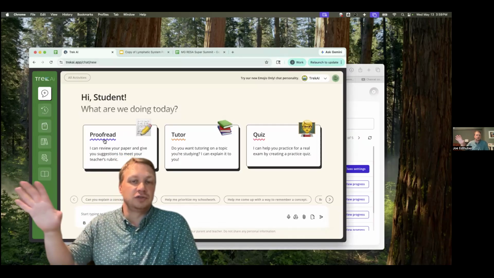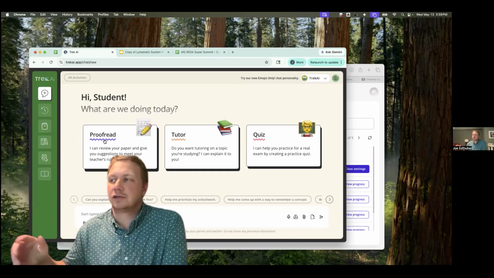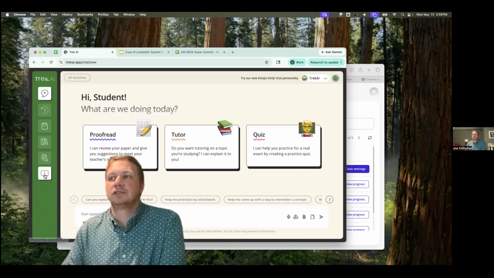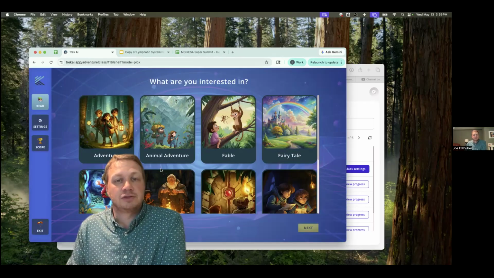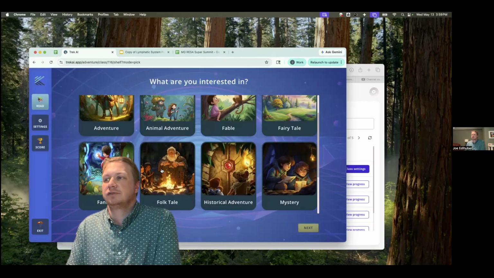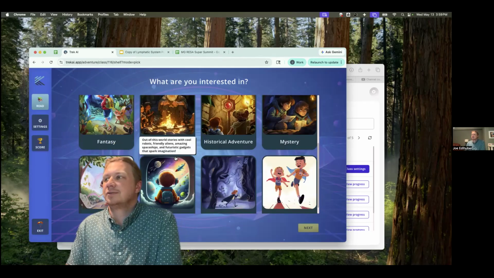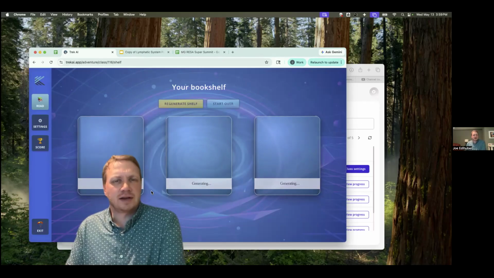Now, this is the student side of Trek. Trek can do a lot of things, tutor, quiz, proofread papers, that kind of thing. But today we're just going to be taking a look at Trek Adventure. And students are going to be able to choose what genre they want to read from. So there are 12 different topics here. We're working on being able to do some customized topics, like sports, that kind of thing.